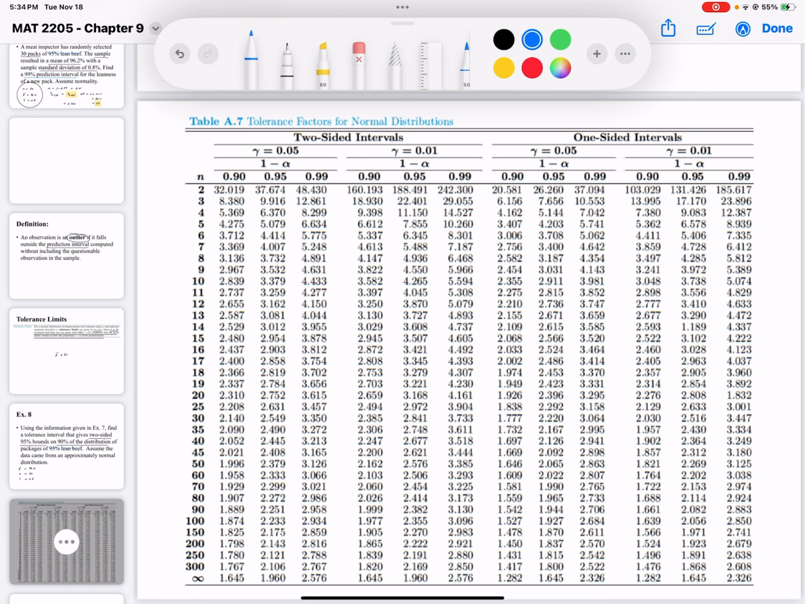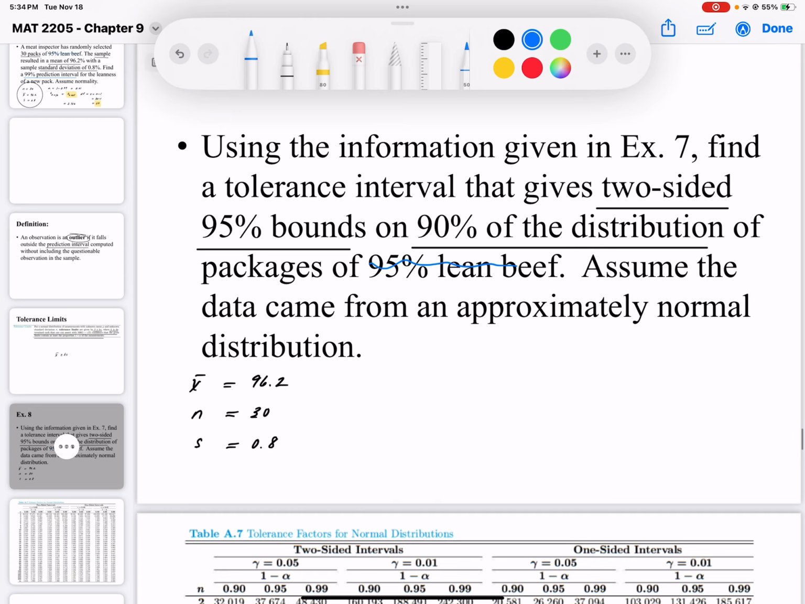Now, what is our confidence level for this problem? It is 95%. So that confidence of 95% gives us an alpha of 0.05. Then we also want the proportion of the population that we want to cover. So we want 90% of that, so that is 0.9. And then our sample size, N, that's 30.